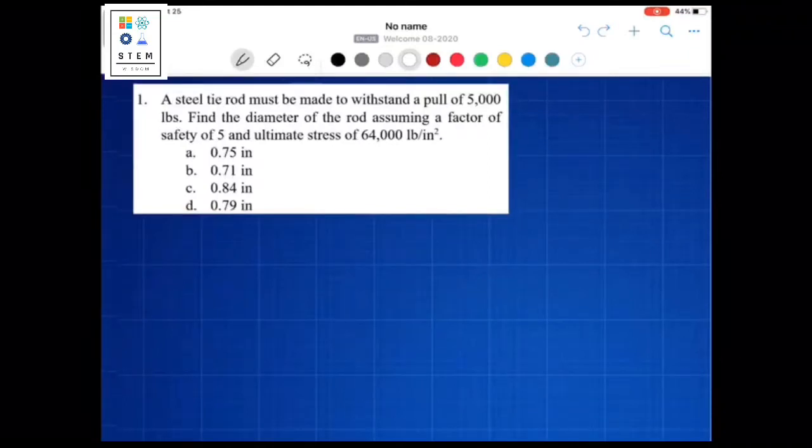Okay, this time, i-apply natin yung mga diniscuss natin na formulas sa mga pag-solve ng problems. Okay, so considering these problems, past board exam problems. So, number 1, a steel tie rod must be made to withstand a pull of 5,000 pounds. Find the diameter of the rod, assuming a factor of safety of 5 and ultimate stress of 64,000 psi.